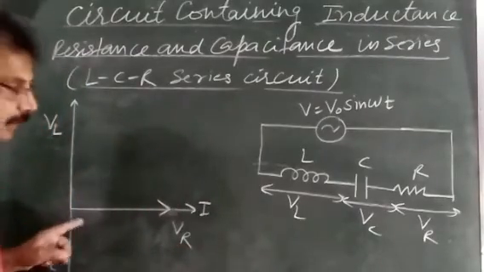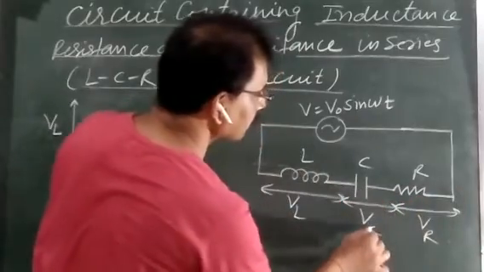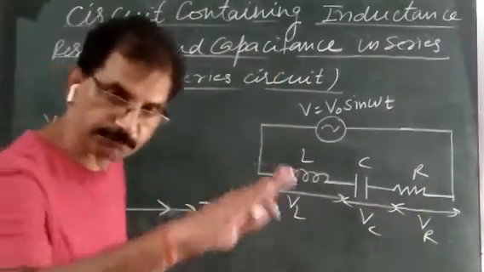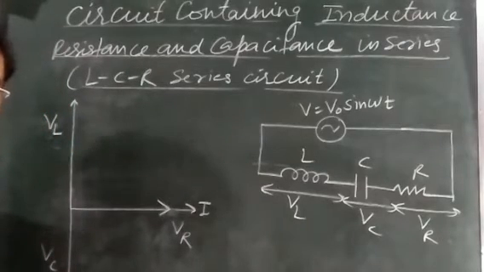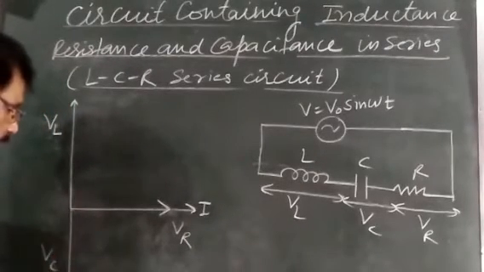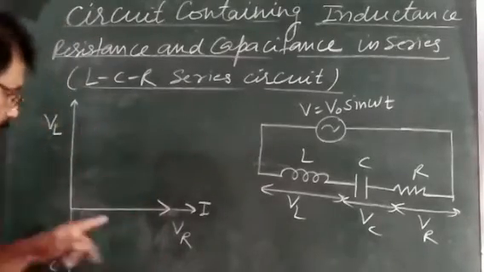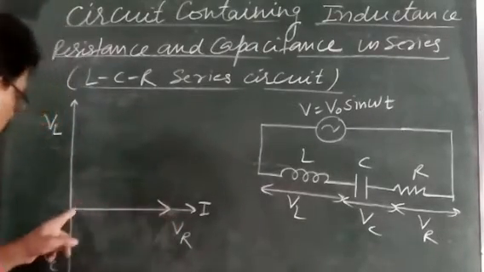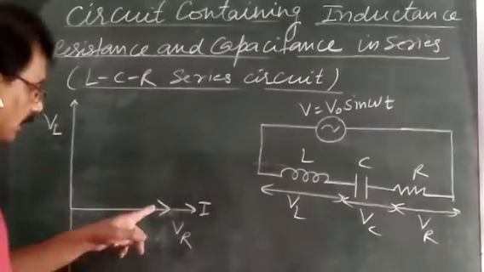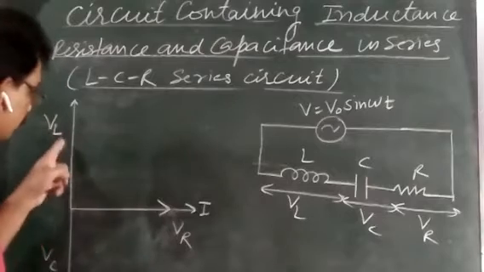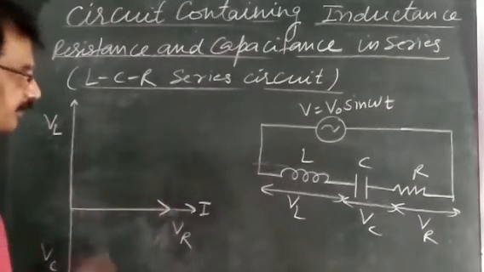And when the circuit contains only a capacitor, then the voltage across this capacitor lags behind the current by phase angle 90 degrees. So VC will go downward by what angle? 90 degrees. So now you have three vectors, VR, VL, VC, and our aim is to find their vector resultant. Resultant means a vector resultant of VR, VL and VC.